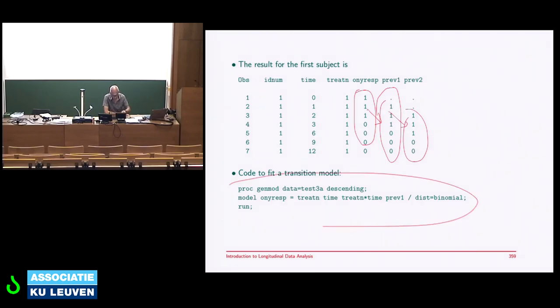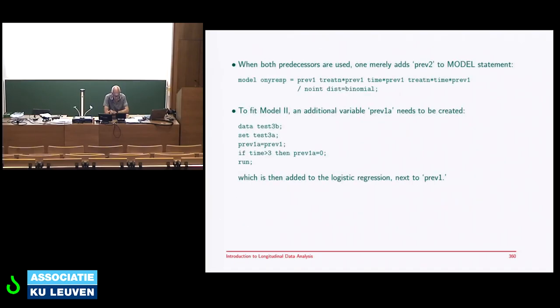And then the only thing you need to do is fit this logistic regression with the previous included, for example. When both predecessors are used, you have to add that additional variable here in the model. So because now we only have previous one, we have to have also previous two added to the model. And if you're going to have that additional variable 1a, because you say earlier in the sequence and later in the sequence, it's a different story.